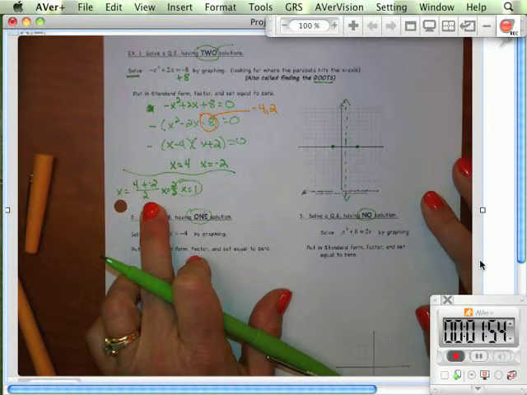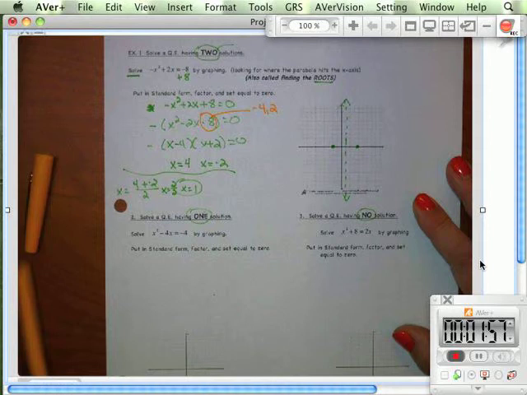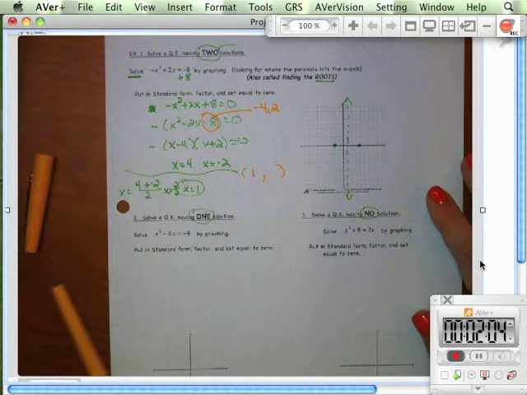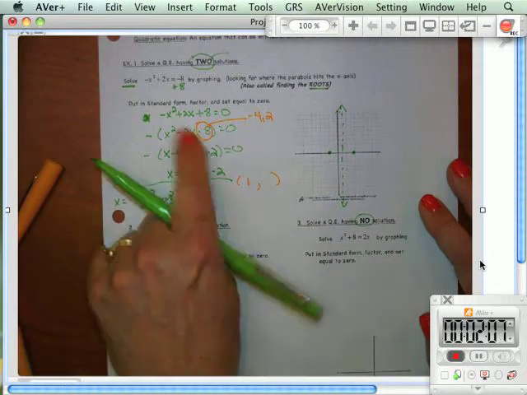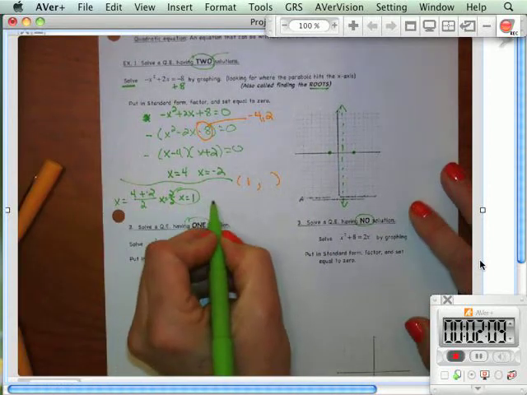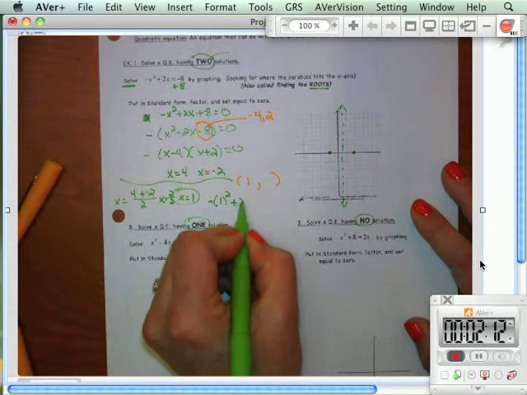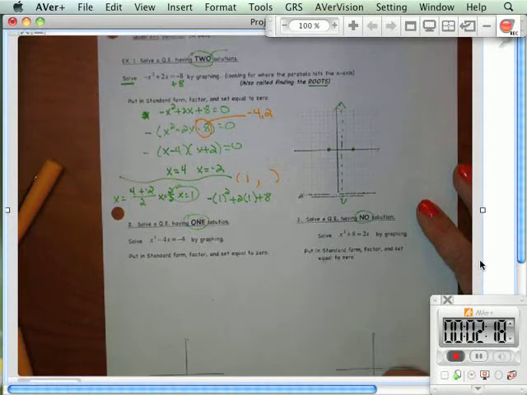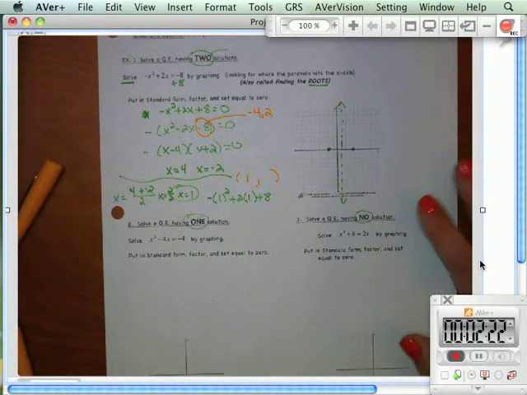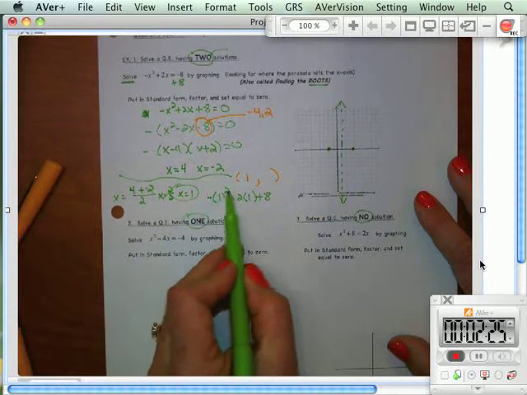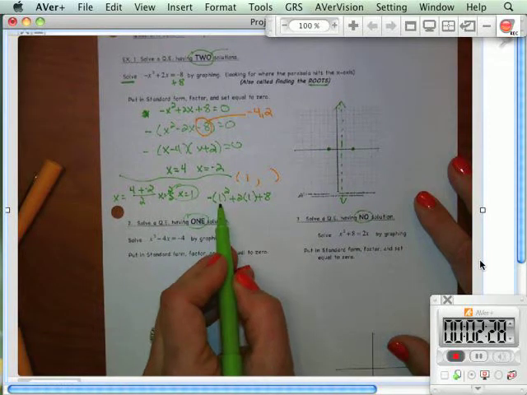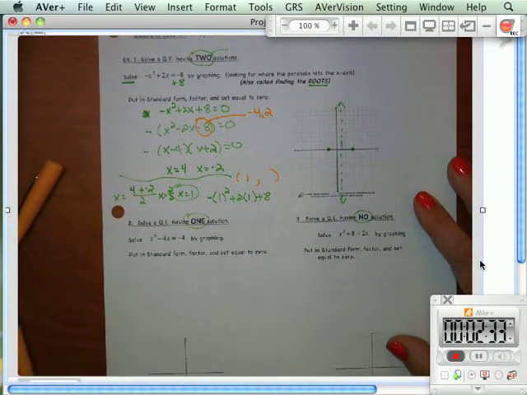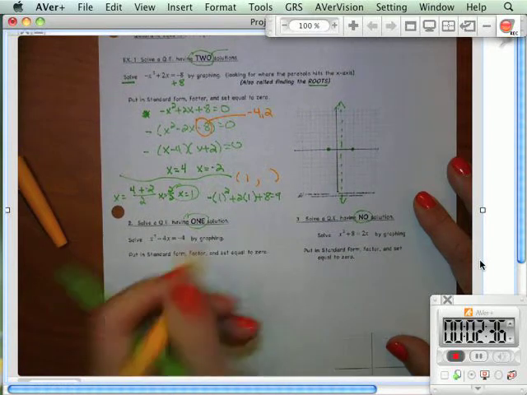Find the halfway point. Now I need to find my vertex, and it's an ordered pair, and the x-coordinate is 1, correct? So you can plug it in anywhere. We'll just plug it into this one. It's fine. -1 squared plus 2 times 1 plus 8. Careful. What's 1 squared? 1. Times a negative. -1. -1 plus 2. 1. 1 plus 8. 9. This equals 9. So that goes in my vertex there.